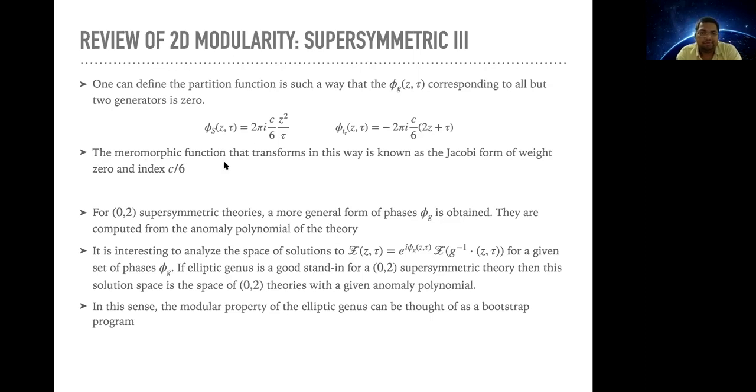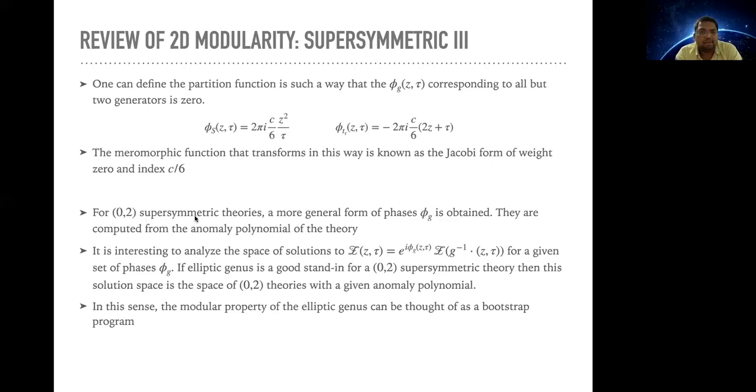Now, the meromorphic function, meaning the partition function that obeys this property with phi s and phi t tau being these and the rest being zero, is known as the Jacobi form of weight zero and index c over six. This is a classic subject in mathematics, and it has been studied to a great extent. Now, how much is known about classifications of these Jacobi forms? I'm not an expert, but I think what is known is that for index that is integer, the dimensionality of the space and how to parameterize it is known. Experts in the audience could correct me, but I think that is what is known about the space of such Jacobi functions.